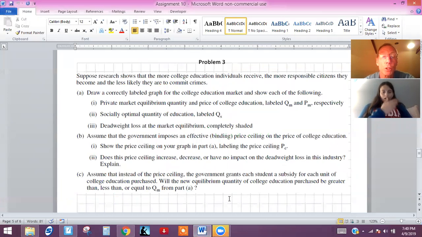Now we're asking, assume that instead of the price ceiling, the government grants each student a subsidy for each unit of college education purchased. Will the new equilibrium quantity of college education purchased be greater than, less than, or equal to QM from part A? So if there's a subsidy, that's going to mean that cost goes down.